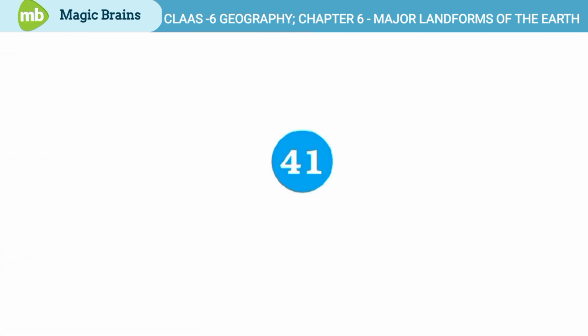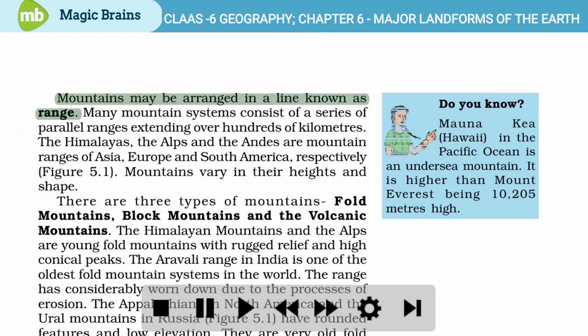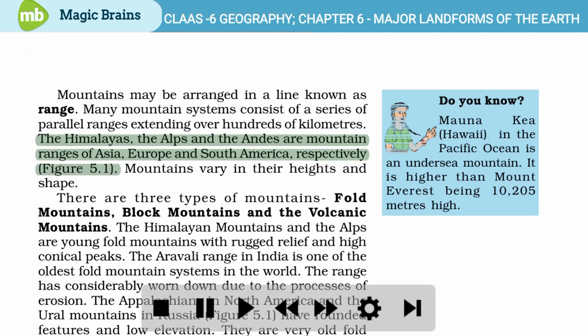Page number 41. Mountains may be arranged in a line known as a range. Many mountain systems consist of a series of parallel ranges extending over hundreds of kilometers. The Himalayas, the Alps, and the Andes are mountain ranges of Asia, Europe, and South America, respectively, as shown in Figure 5.1. Mountains vary in their heights and shape.